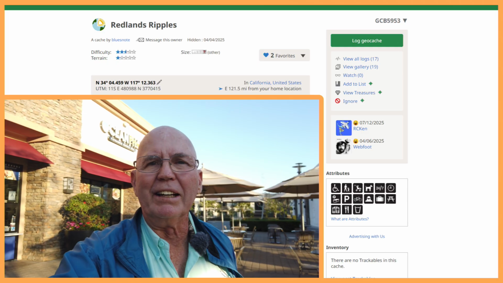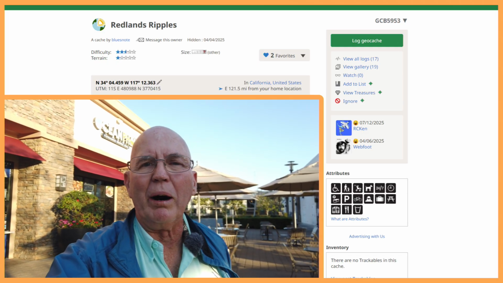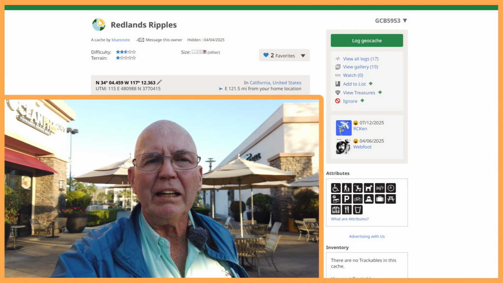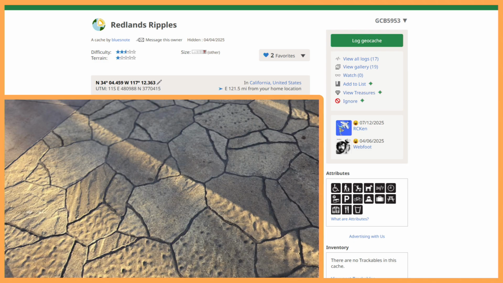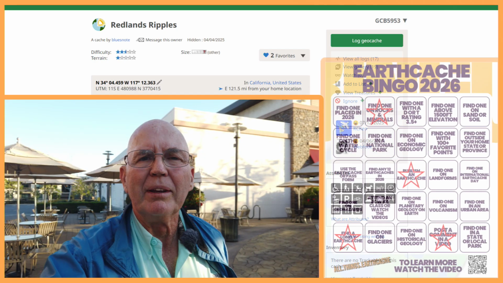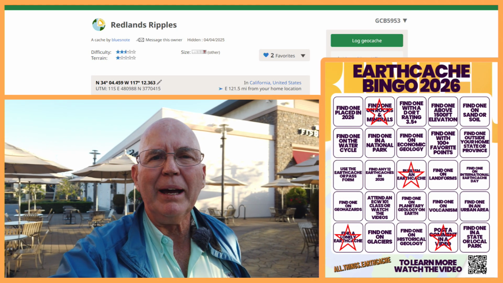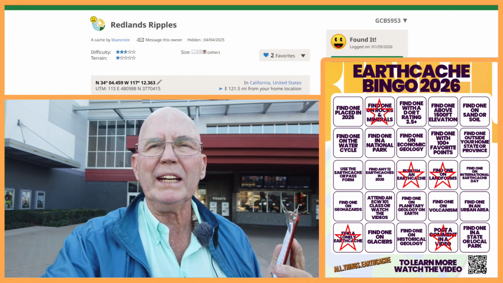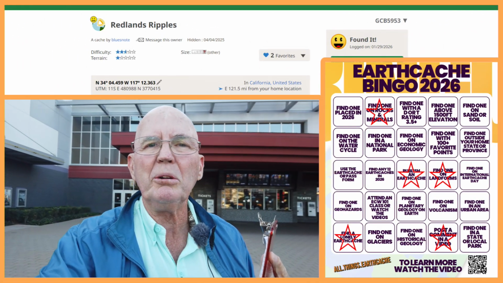Well, not all Earthcaches need to be done in the wild. Here we are in a mall, and we're going to take a look at the ripples in the sandstone here and answer a bunch of questions about what caused those ripples and what kind of ripples they are. So, be right back. Okay, made my notes, got my observations, did everything that I need to do.